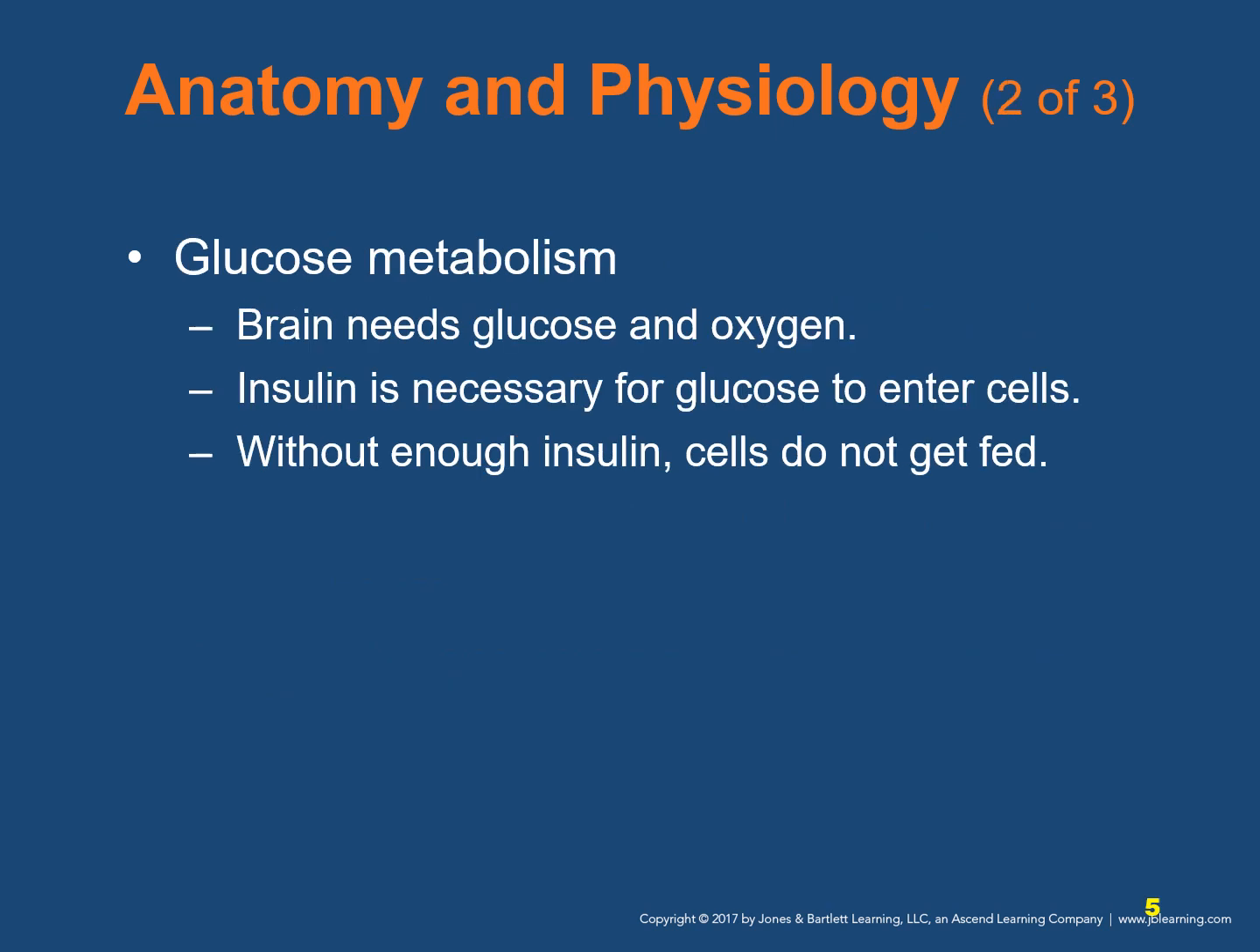Let's talk about glucose metabolism. The brain needs two things to survive: glucose and oxygen. Insulin is necessary for glucose to enter cells. Without enough insulin, the cells do not get fed.